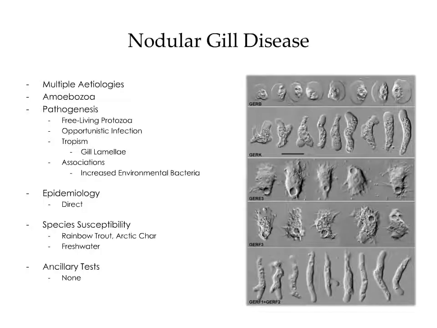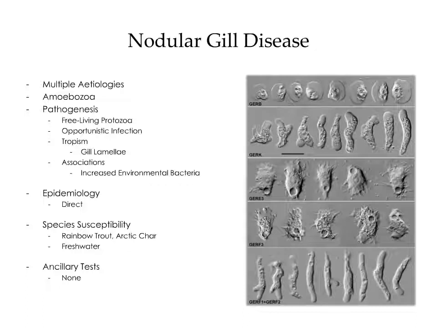Nodular gill disease describes a condition that's associated with infection of any one of a number of representatives of the group Amoebozoa. The image on the right illustrates some of the many species of amoeba that have been identified as a cause of this disease. The amoebae are free-living protozoa that cause opportunistic infections with a tropism for the gill lamellae. Outbreaks are typically associated with elevated levels of environmental bacteria, so this is a disease of poor water quality.